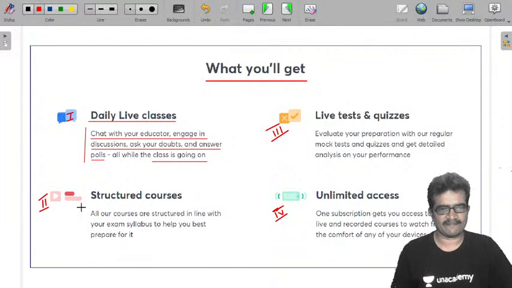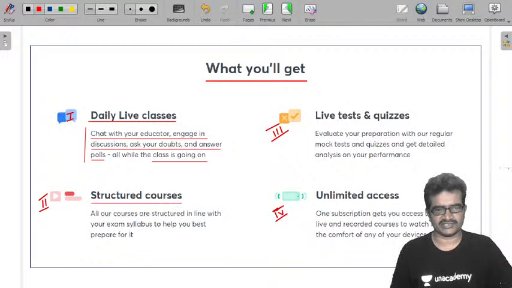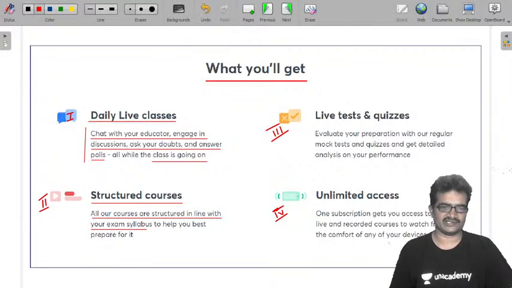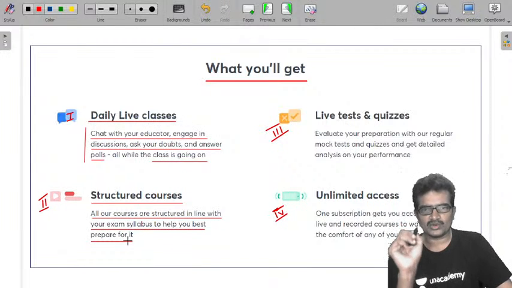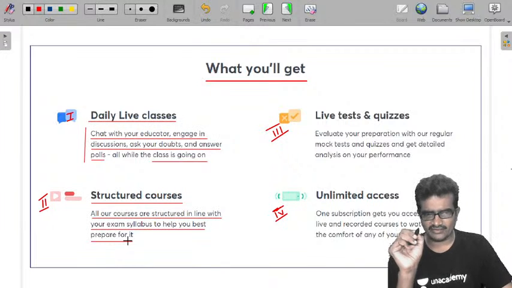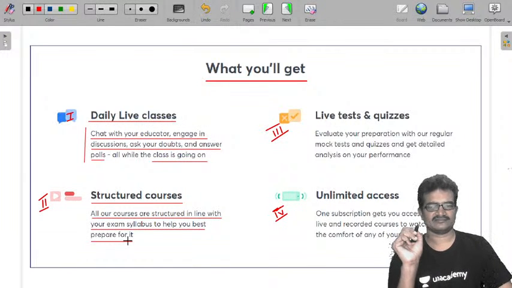Second one is structured courses. Here all our courses are structured in line with your exam syllabus to help you best prepare for it. Your course is well structured with your exam syllabus.